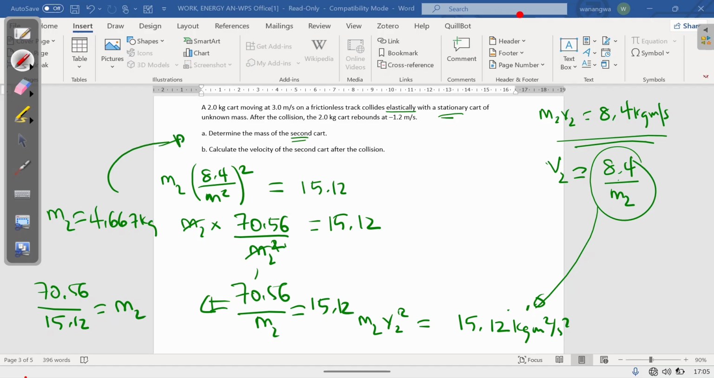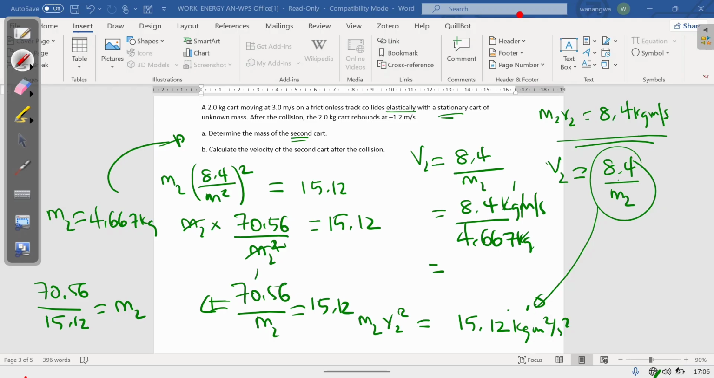In part B, we need to find velocity now. We know that v2 is equal to this, 8.4 divided by m2. That will be 8.4 divided by 4.667 kg. This is kg meters per second. The kg can cancel out. So that will become 8.4 divided by 4.667. That will become 1.8 meters per second. This right here is the velocity that they were looking for in that part. So this is how you go about it.